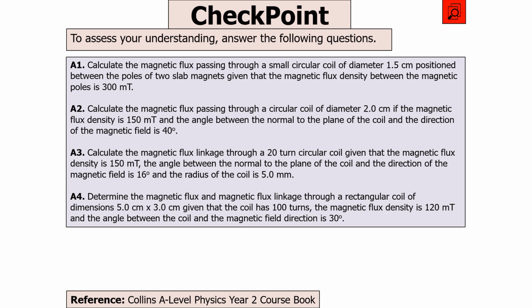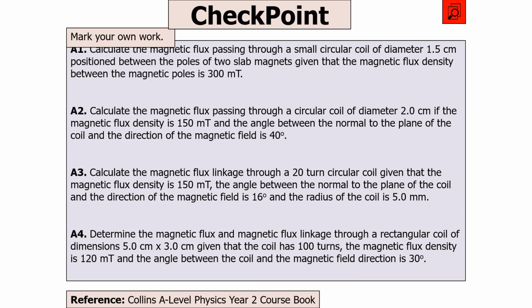Then calculate the magnetic flux linkage through a 20-turn circular coil, given that the magnetic flux density is 150 milliteslas, the angle between the normal to the plane of the coil and the direction of the magnetic field is 16 degrees, and the radius of the coil is 5.0 millimeters. Then determine the magnetic flux and the magnetic flux linkage through a rectangular coil of dimensions 5.0 centimeters by 3.0 centimeters, given that the coil has 100 turns, the magnetic flux density is 120 milliteslas, and the angle between the coil and the magnetic field direction is 30 degrees. So pause the video now, then unpause the video when you want to go through your answers.